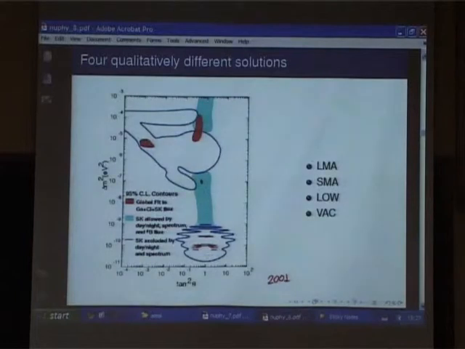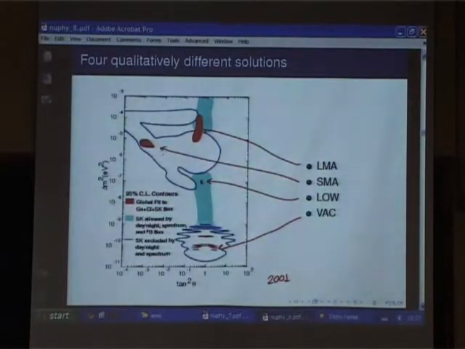This is called the vacuum region or VAC. This is called the low region or low mass square region. This is called LMA. LMA stands for large mixing angle. And this stands for small mixing angle. So you can see this is tan square theta. Okay. So this is almost at tan square theta equal to 1, which is 45 degrees. So therefore this is large.